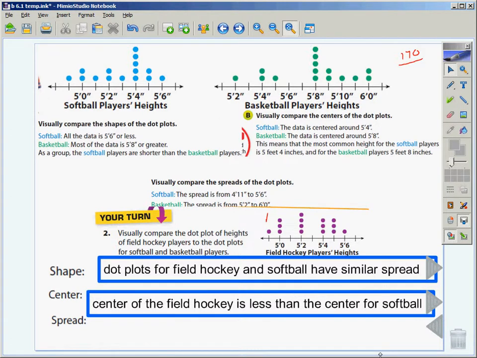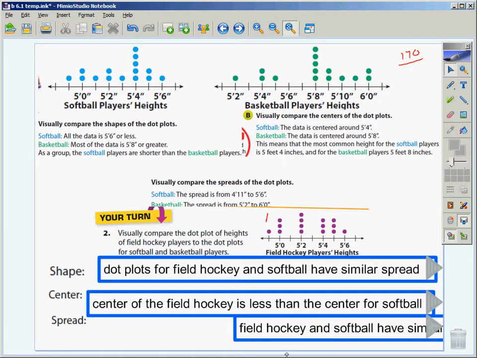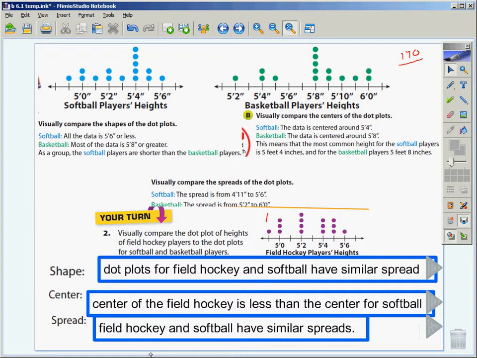And again, how would I find the center? Work your way from the outside to the inside. And we already kind of answered this, but the spread for the field hockey and the softball players have similar spreads. By the way, these are textbook answers, not Mr. Huntley answers. Okay.